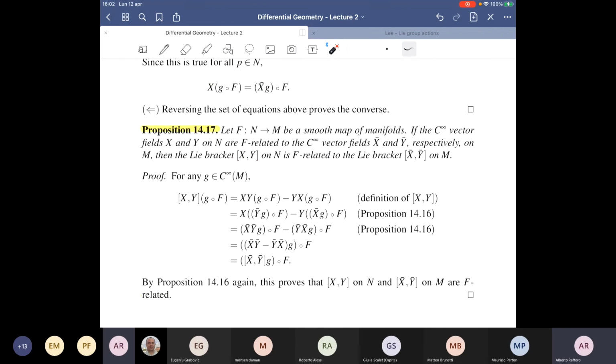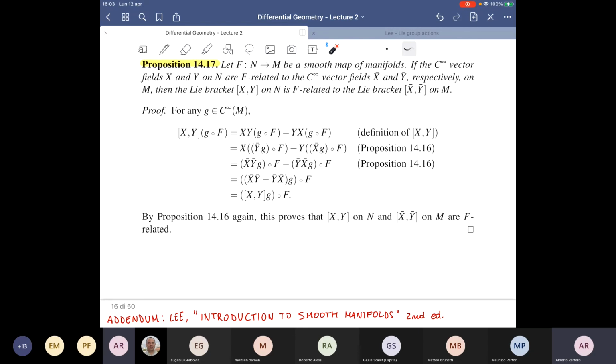the bracket operation we defined earlier behaves well with respect to vector fields which are related by means of some smooth function between manifolds. And this will be useful later, again, for the discussion we are going to do on the groups.